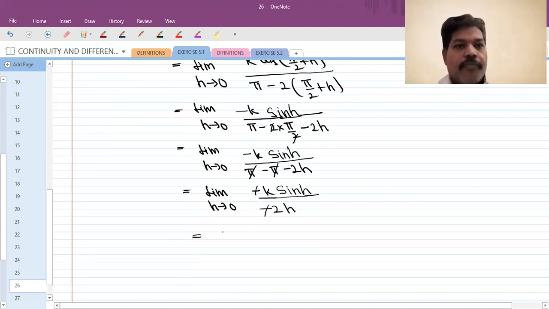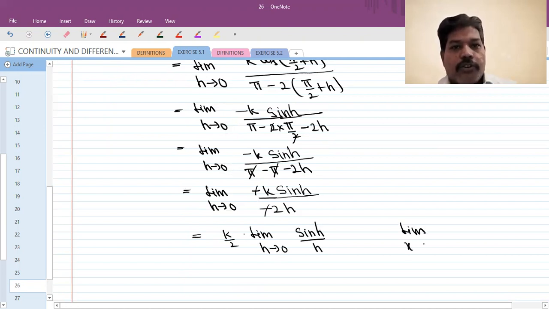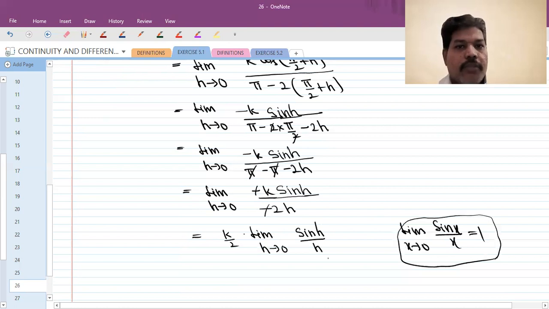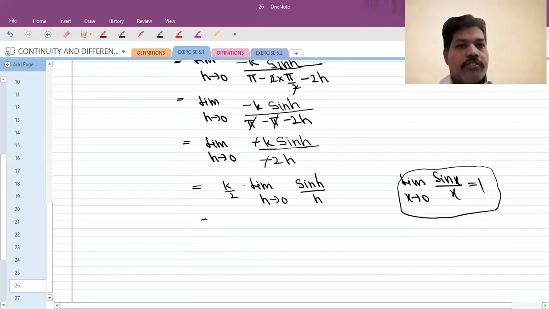So you can write that k by 2 into limit h tends to 0, sin h by h. So already you know the formula: limit x tends to 0, sin x by x. The value of sin x by x will become 1 only. So automatically what happens, students? This is equal to k by 2 into 1. So this value will become k by 2.